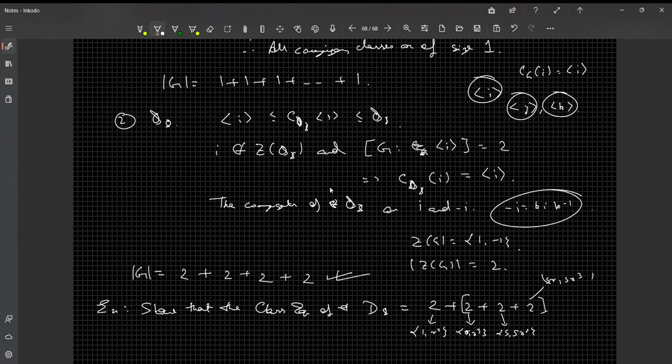Okay. So the class equation comes up with a very important theorem which characterizes those groups which have prime power orders.